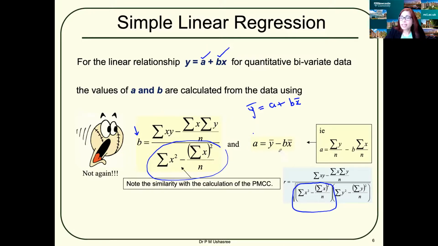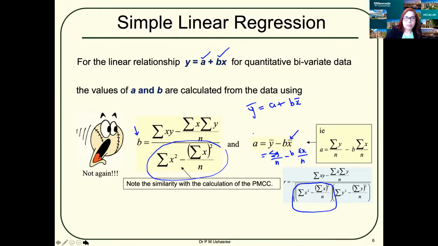So what is a? Because y bar is the mean, a is nothing but the sum of all the y values divided by the total number of bivariate data, minus b times the sum of x divided by n, because x bar is the mean of all the x values.